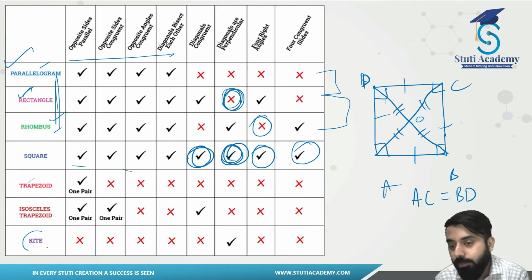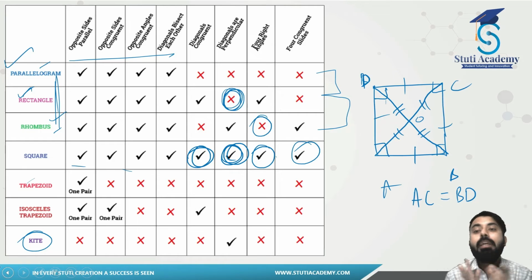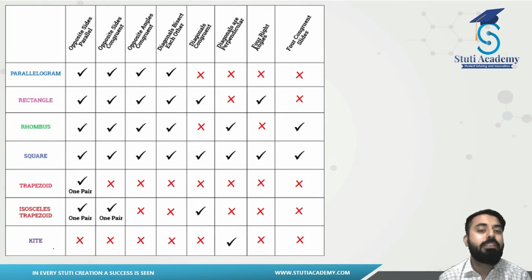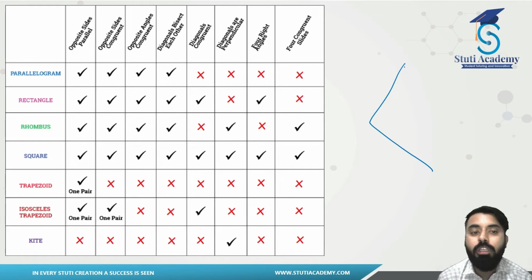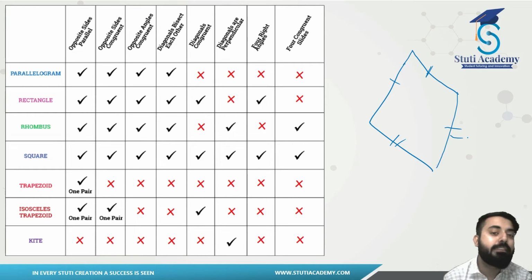And now come to the point of the kite. Remember, in case of a kite, your adjacent sides are equal, not opposite sides. If I just draw a kite, you must be recalling, or you have seen a kite, right? So let me just draw a kite. Let's say this is the kite right here. You see, in the case of a kite, adjacent sides are equal. So no opposite sides are equal, only adjacent sides are equal.